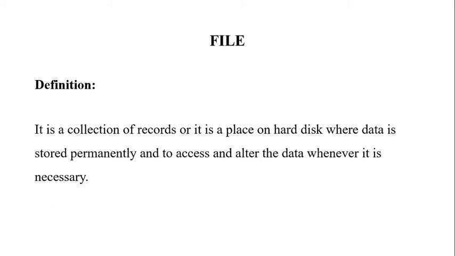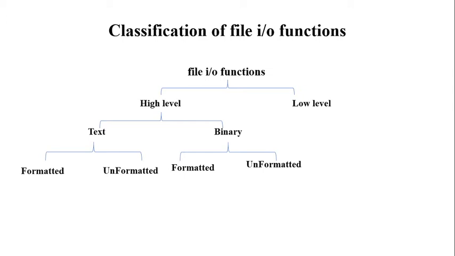In this session, I want to explain the different modes of opening a file and different types of input output functions used to manipulate the file. Then the different classification of file IO functions. The file IO functions can be classified mainly into two: high level functions and low level functions. The high level functions are again divided into text files and binary files, and both the text and binary files can be divided as formatted and unformatted files.